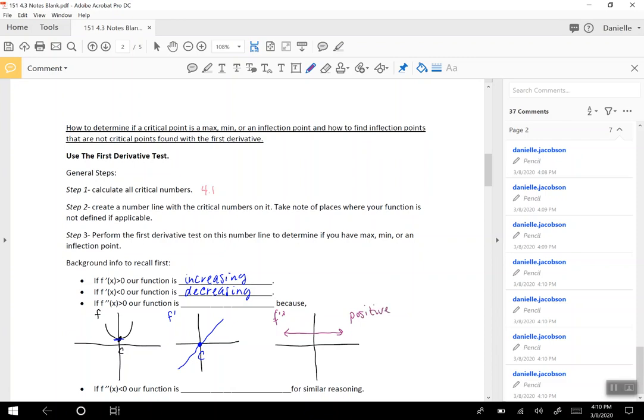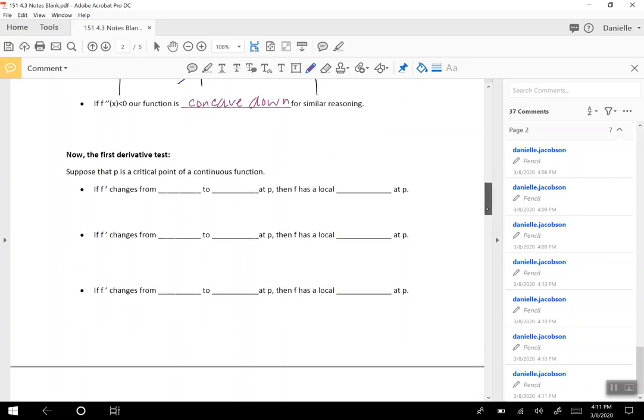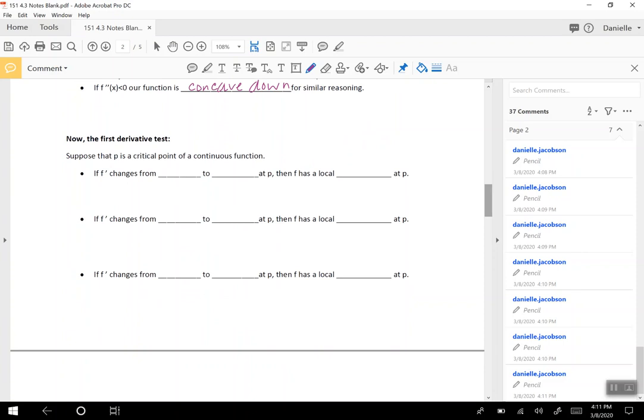So here, if f double prime of x, so our second derivative, is greater than 0, aka positive, our function is concave up. Right? And we could use similar reasoning to show that if our second derivative is negative, aka less than 0, our function will be concave down. Alright, so now that we have that background information, let's go over the first derivative test.